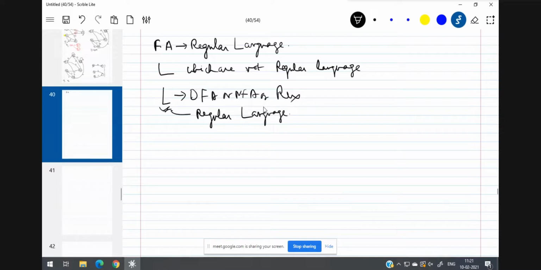But how to check that it is not a regular language? We need to check whether any DFA exists for that one, whether any NFA exists, whether any regular expression could be constructed for the given language. So there are infinite number of ways to be checked, and it is very hard to identify whether a given language is not regular. Now today we are going to learn one theorem, which is known as pumping lemma for regular language.